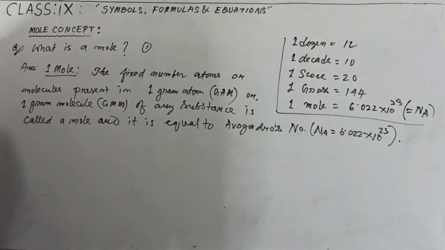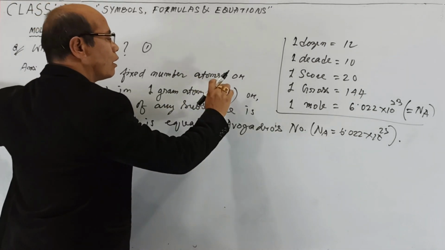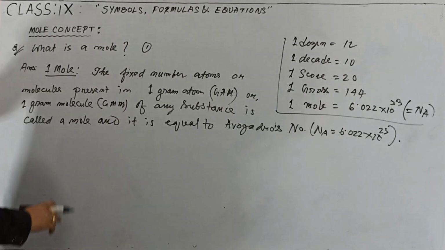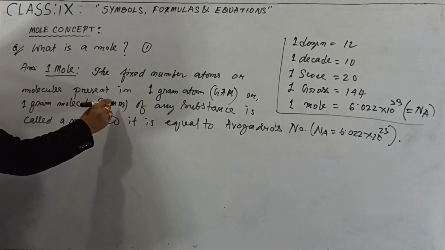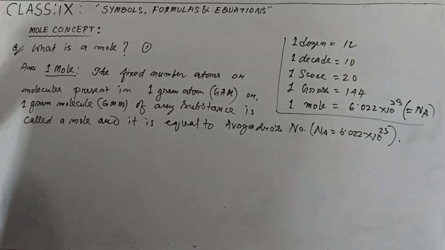So now the definition of 1 mole is written here. Let us see once again. The fixed number of atoms or molecules present in 1 gram atom, GAM, meaning gram atomic mass, or 1 gram molecule, GMM, gram molecular mass, of any substance is called a mole, and it is equal to Avogadro number Na, 6.022 into 10 to the power 23.